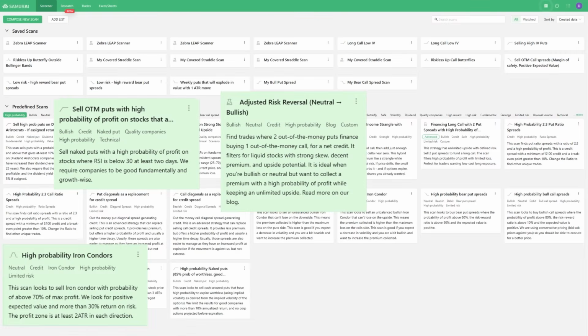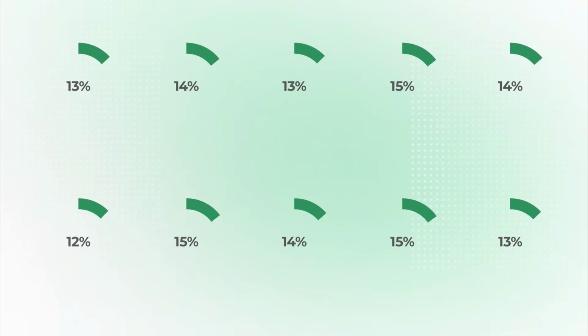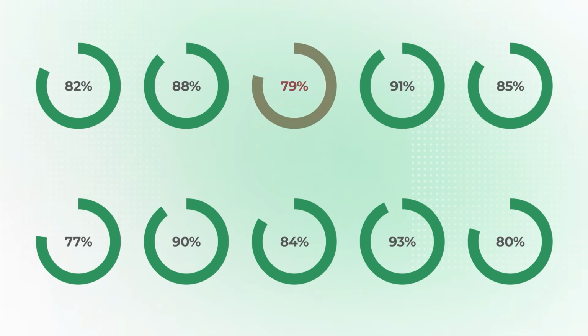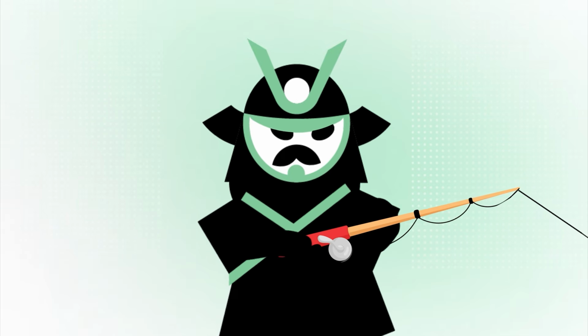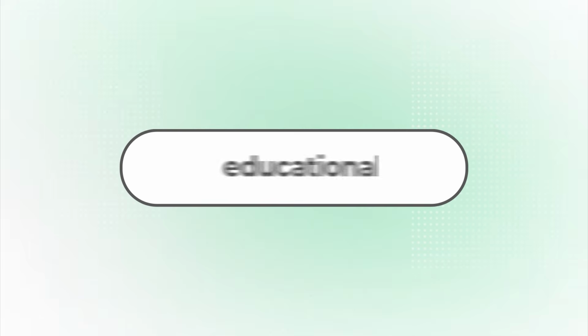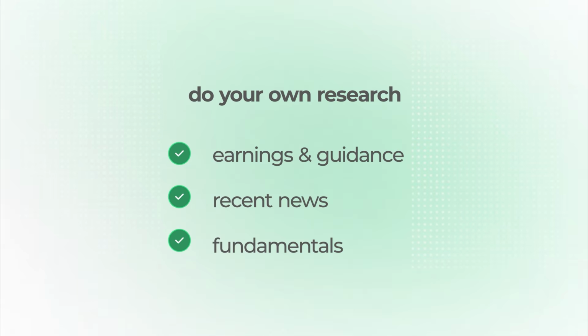Also, as you noticed, all these scans are under the high probability tag on Option Samurai. I want you to think of high probability as something different from certainty. A scan finds you good odds, not guarantees. Every one of these can lose. Just like when fishing, you won't always be lucky with the fish you get. These are examples to learn from. The rest of the trade consists of doing your own research on the underlying ticker before you risk $1.